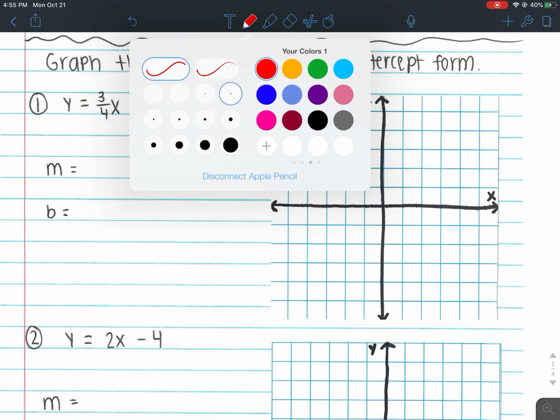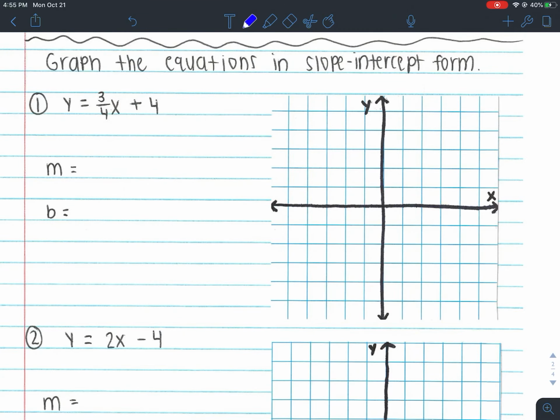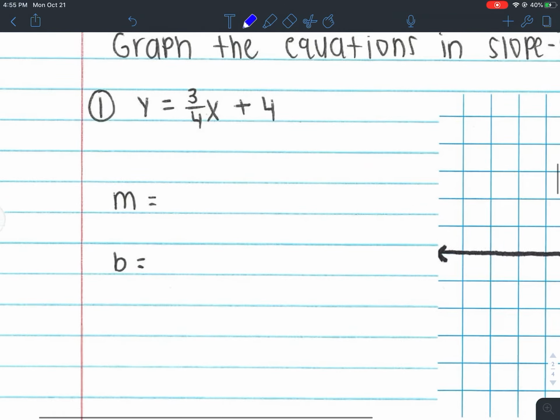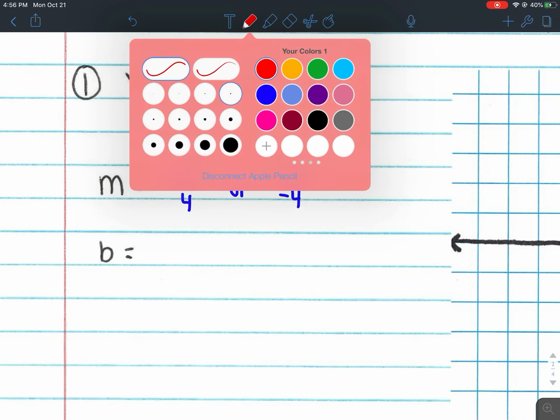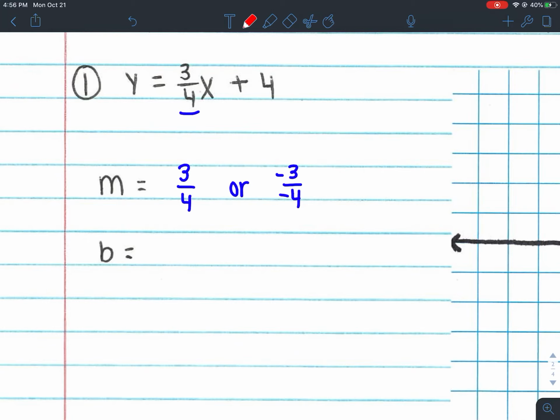Okay, so moving on, graph the equations in slope-intercept form. The first thing we always want to do is identify the slope and identify the y-intercept. Okay. So let's identify the slope first. The slope here is going to be 3 over 4 because it's y equals mx plus b, right? M equals the slope. We want to write the equivalent form of 3 over 4, which would also be -3 over -4. And why do we write both forms? Because sometimes you can't use one of them, so you're going to have to use the other. So you might as well have both options right in front of you.